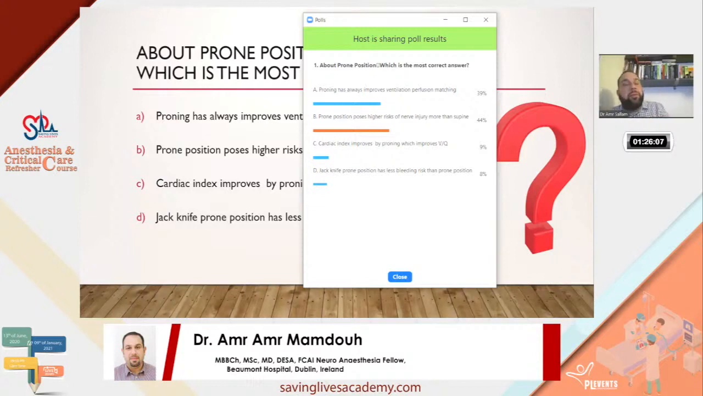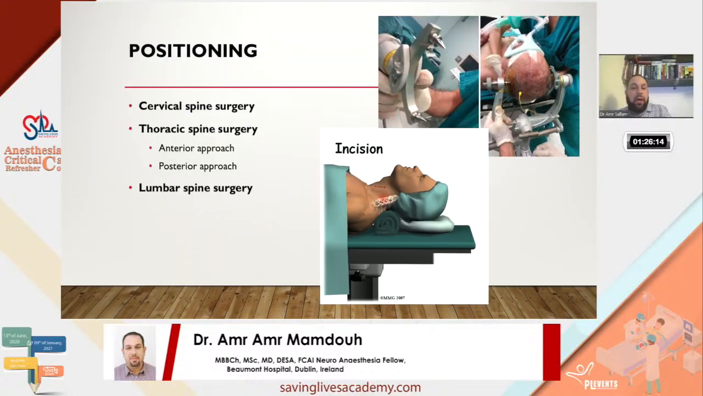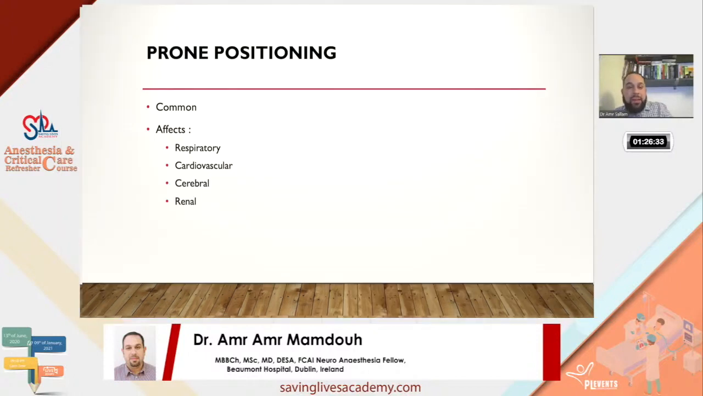Jackknife prone position is the proper position we consider now, and that will be shown in the lower left. And that is the proper position for a lumbar disc now, for a single level or more even. And we have a study for that. We'll talk about the less bleeding. That's because it leads to less abdominal pressure and compression. So let's talk about the prone position a little bit and about its effects. It's a common position and it affects the whole system.